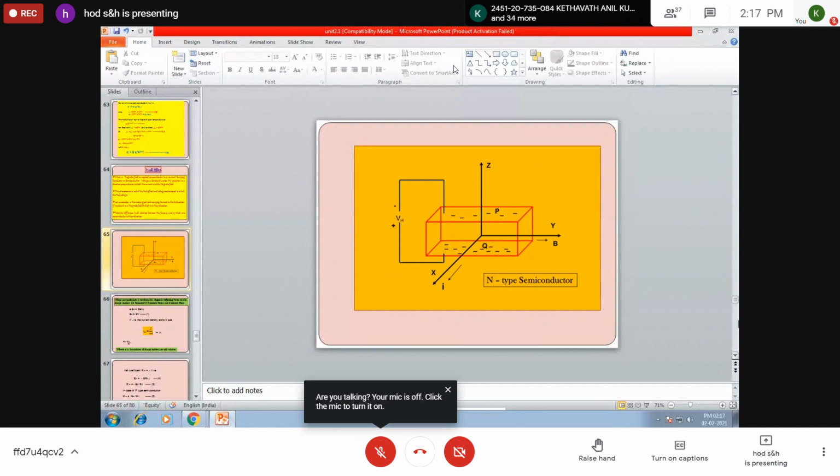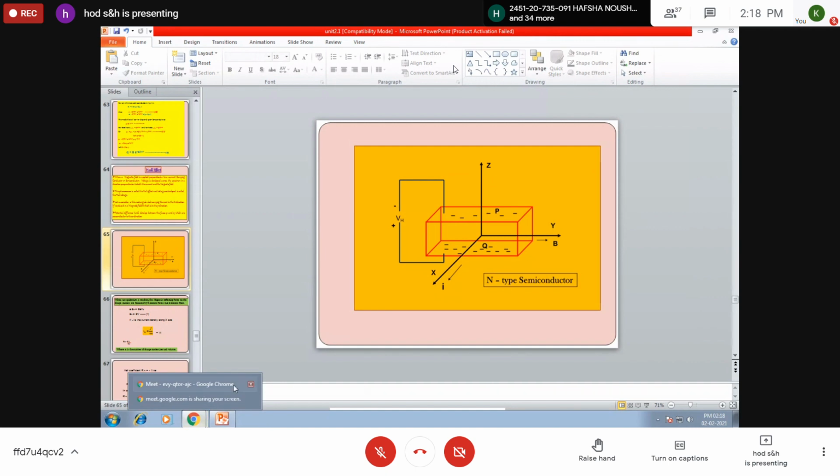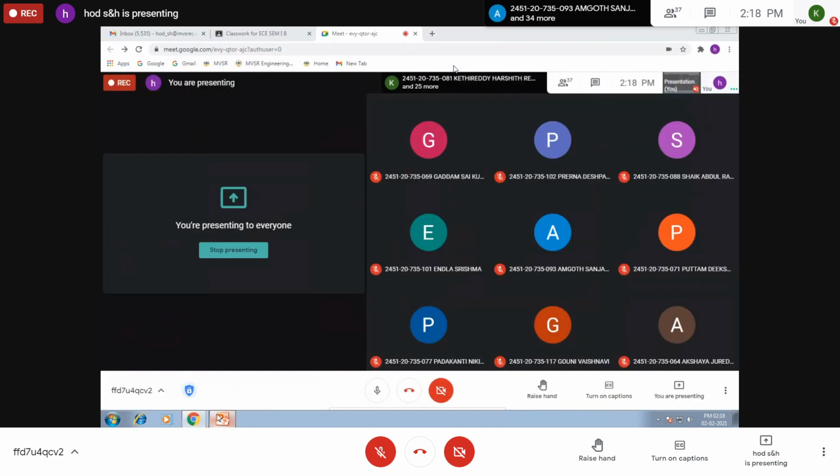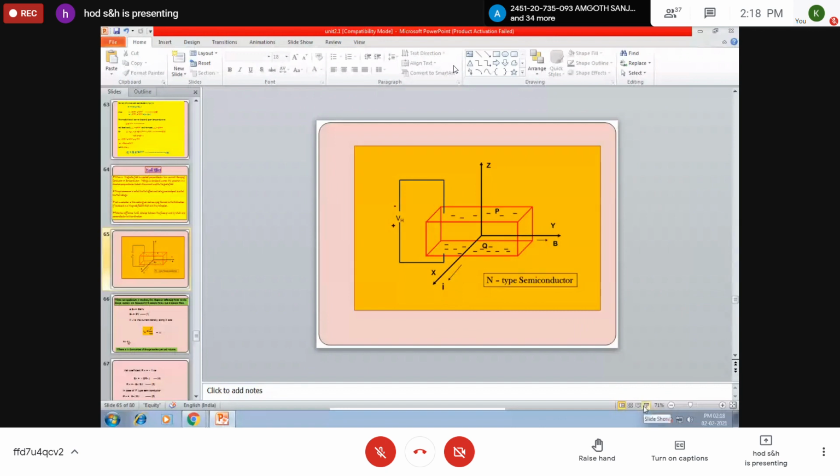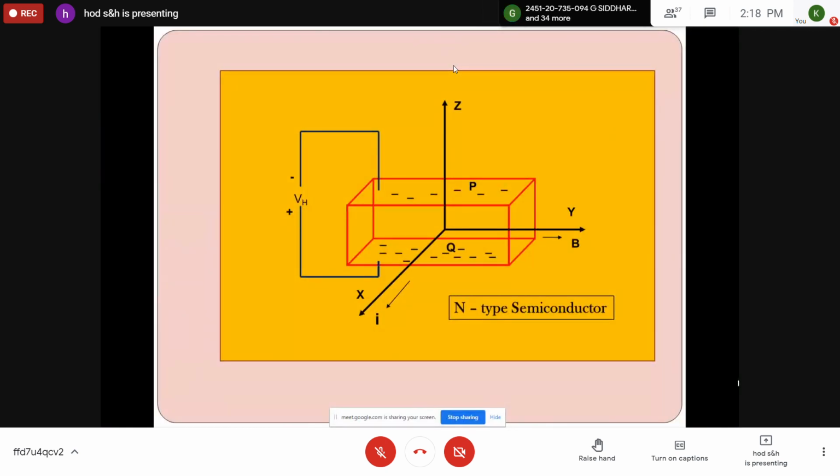Now you take the heading Hall effect. Hall effect, and you take this diagram here. Please take the diagram.